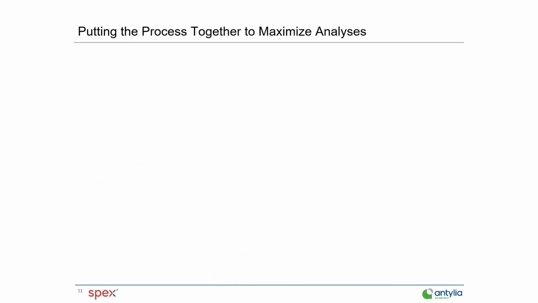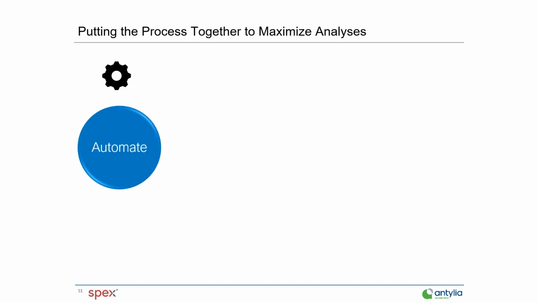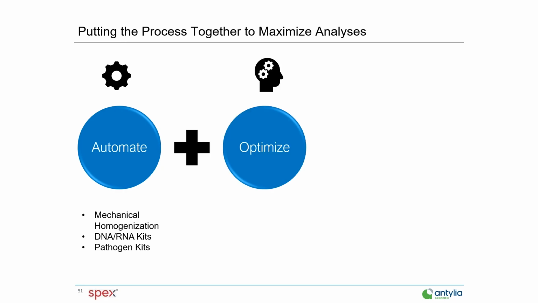If we put together all that we've looked at in this presentation, it's pretty straightforward. First, you want to automate as many parts of your process as possible. That includes mechanical homogenization, the use of kits for DNA and RNA extraction, and if you're doing pathogen testing, the use of pathogen kits. All of this helps automate your process, it speeds it up, and makes your time more efficient. Then you want to optimize.